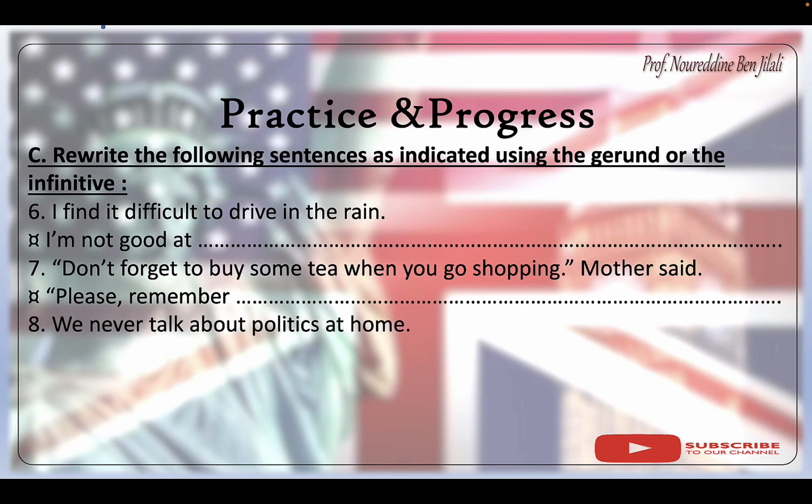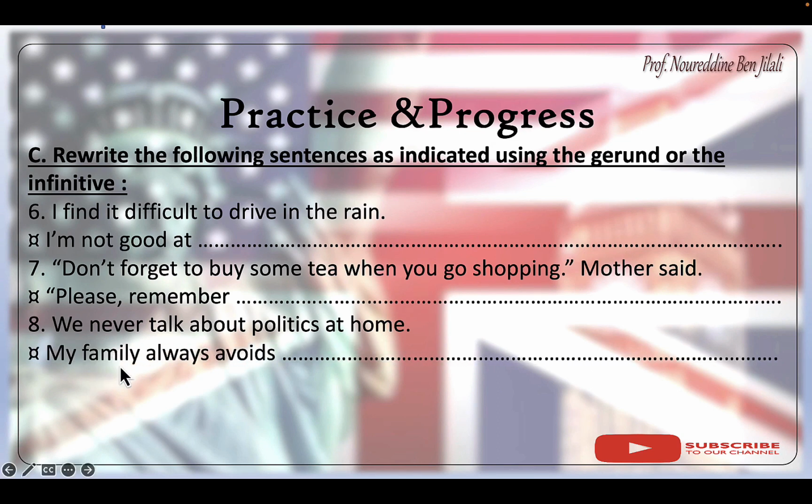Number 8. We never talk about politics at home. We need to rewrite this sentence starting with "my family always avoids." Avoid is a verb which is followed by a gerund. The verb that we need is talk. So we say, my family always avoids talking about politics at home.